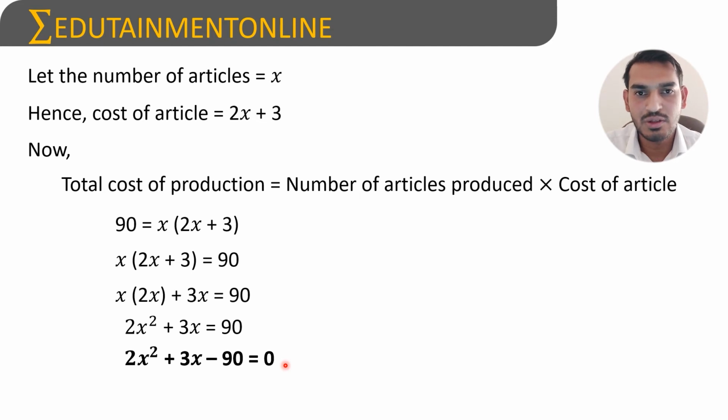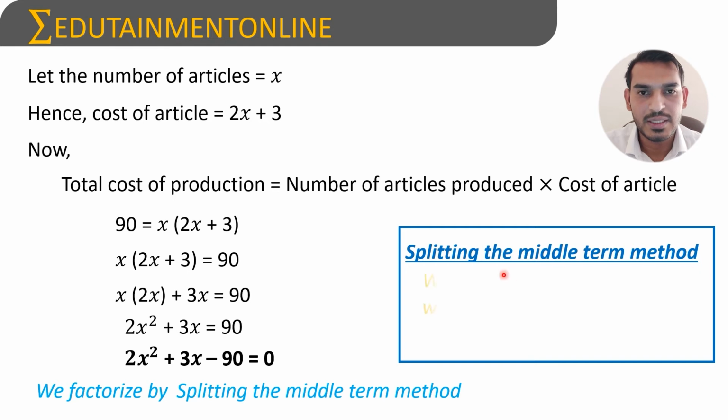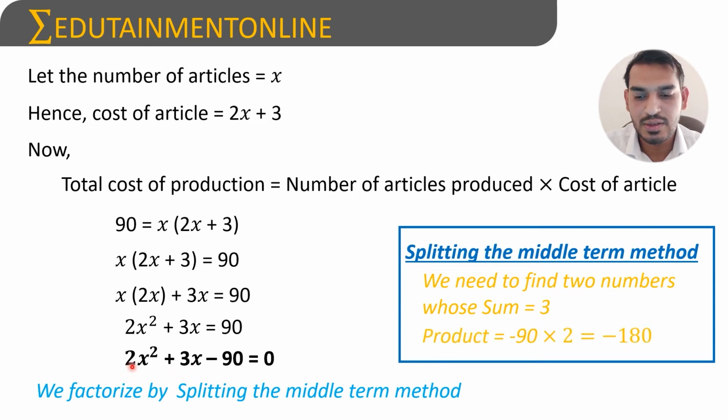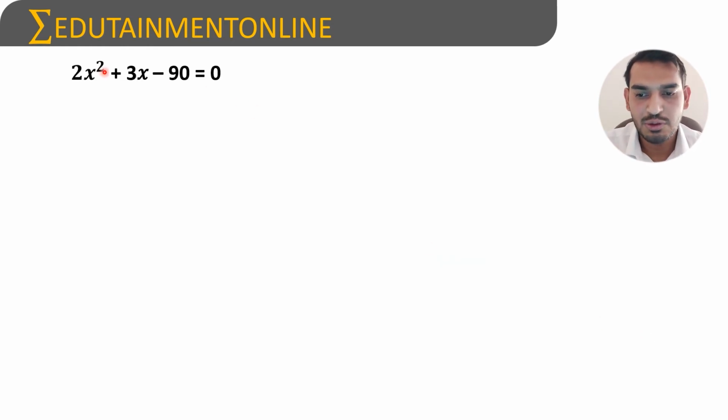Now this is a quadratic equation, in the form ax square plus bx plus c equals 0. We will find the roots of this equation by the factorization method, by splitting the middle term. In this method, we have to find two numbers whose sum is equal to the middle term 3, and whose product is equal to the product of the coefficient of x square and the constant term, which is 2 and minus 90 here. So 2 times minus 90 is minus 180, so the product is minus 180.